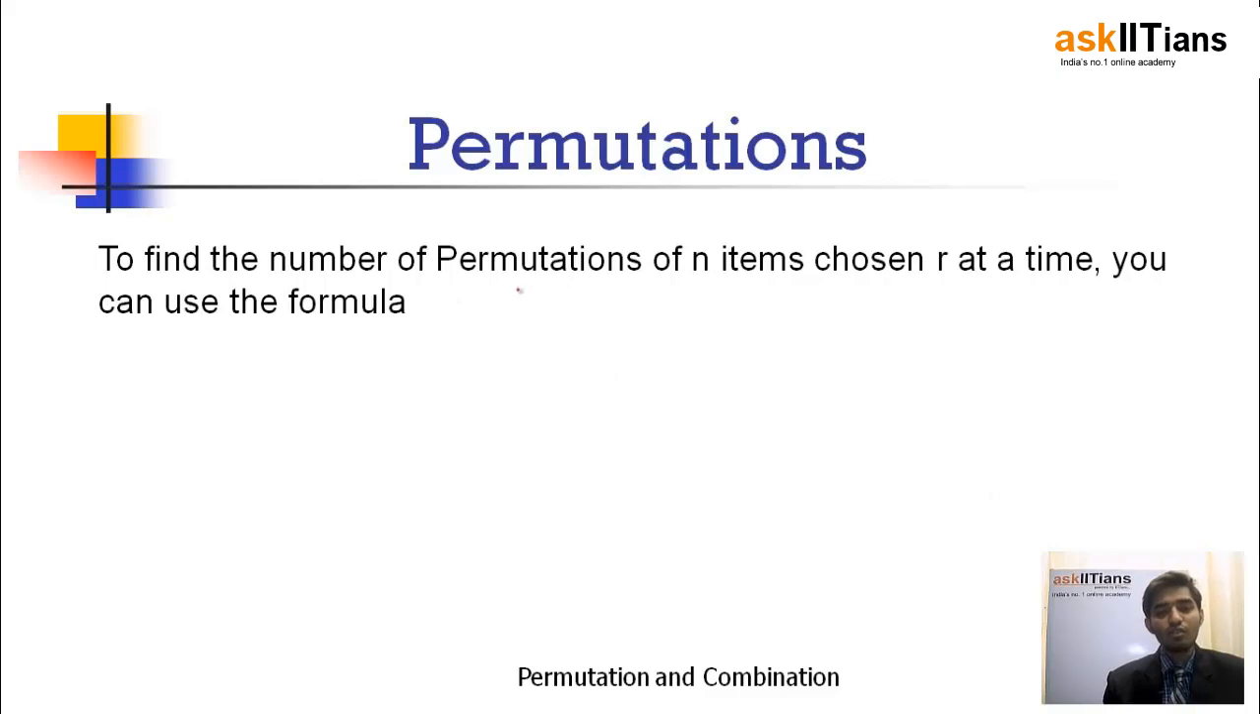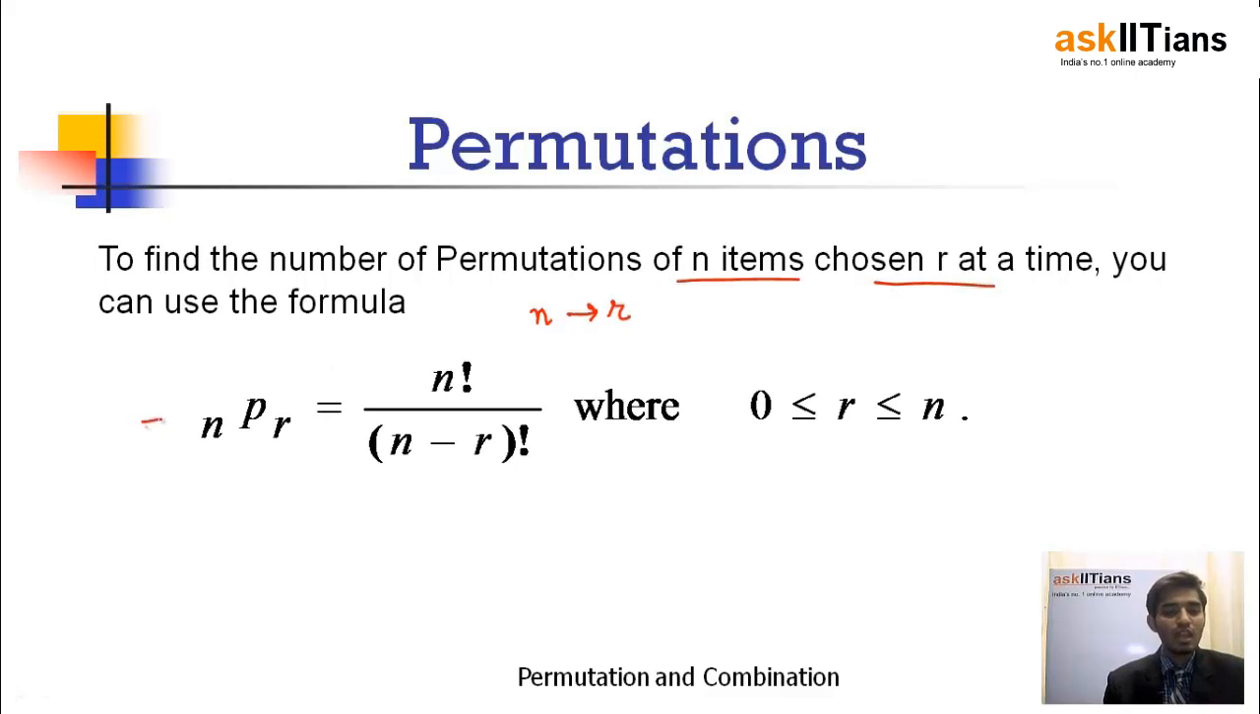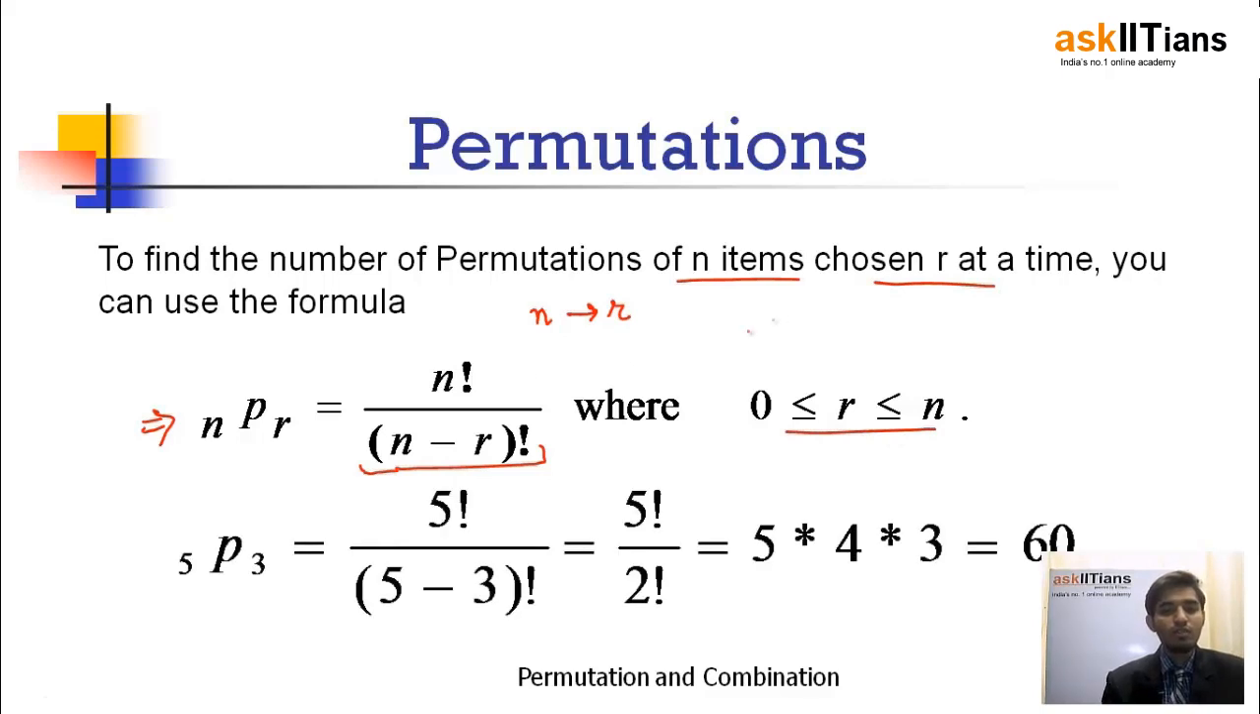Now, if I want to find out the total number of permutations of n items, choosing r at a time, so if I want to choose any r items out of n items, and then I want to arrange them, then what are the possible number of ways in which I can do this? That will be given by nPr, where nPr is n factorial divided by (n minus r) factorial, where r is going from 0 to n. This is the formula for the total number of permutations of n items chosen r at a time.